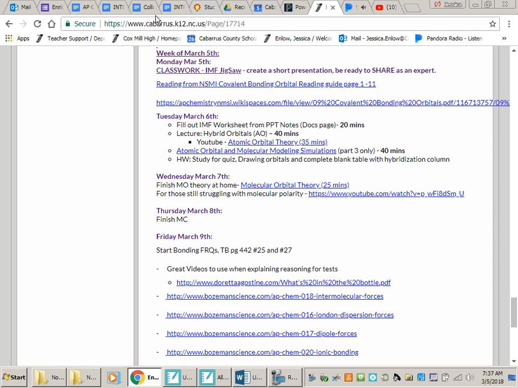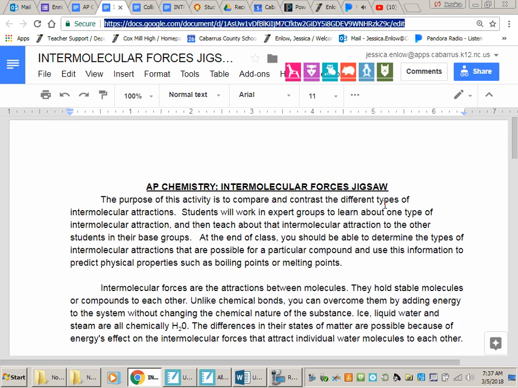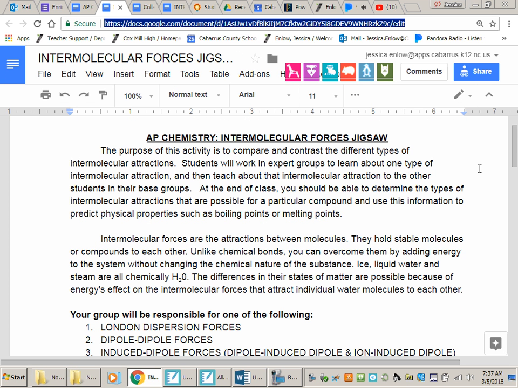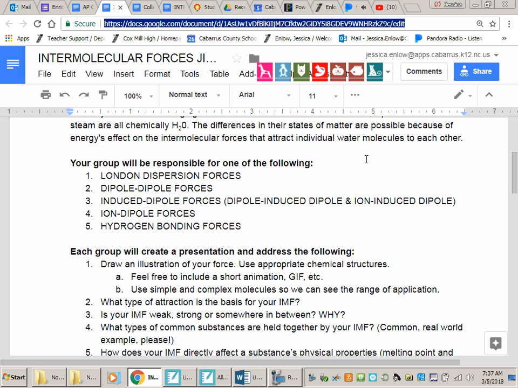So when you click on that link, this will pull up for you, and it gives you a quick explanation of what you're doing in expert groups, and then what the basis of intermolecular forces are. But what I'm going to go ahead and do is just assign you a group. So you'll be assigned to group 1 through 5, London dispersion, dipole-induced dipole forces, also known as ion-induced dipole. I do have a separate group out there for number 4 is a different group. Ion dipole, and then lastly, hydrogen bonding.